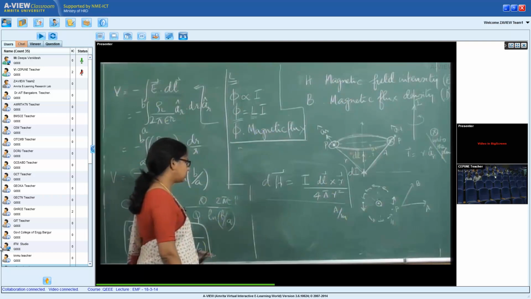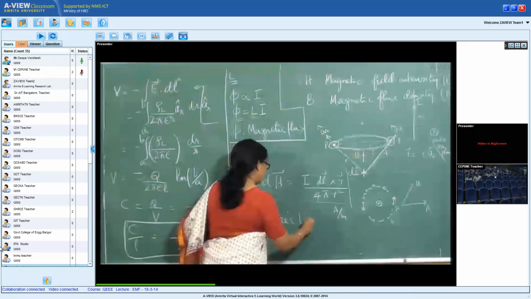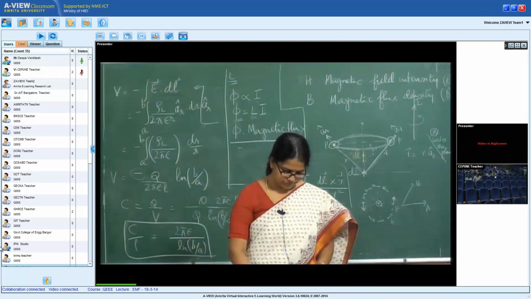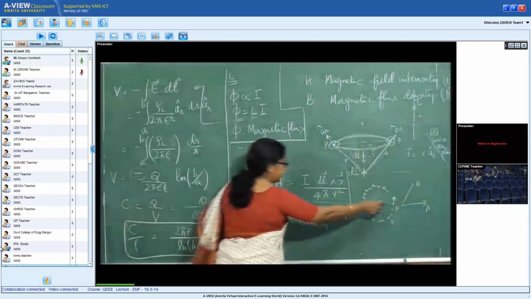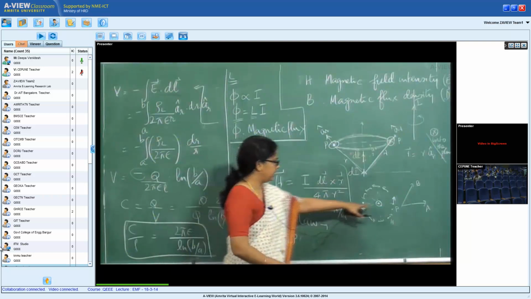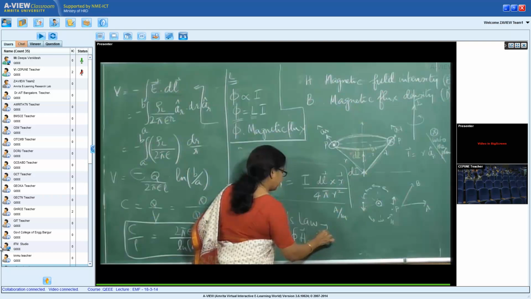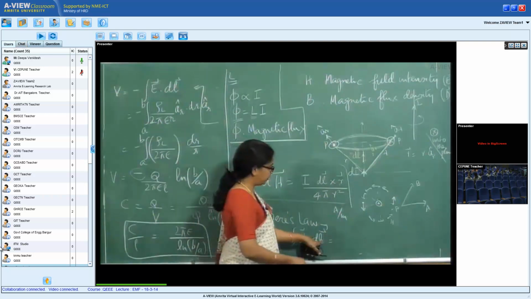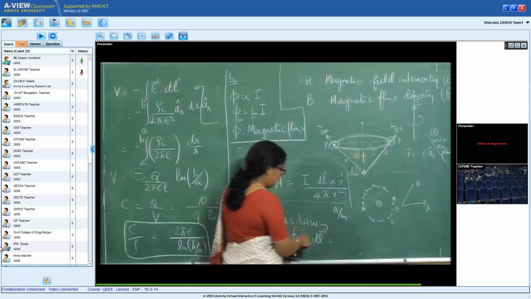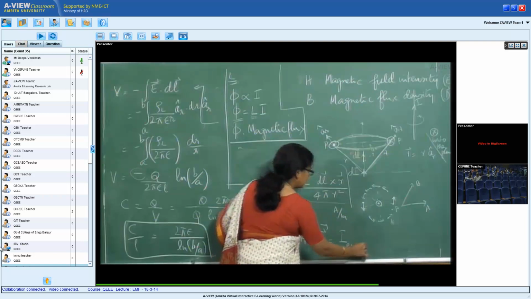Now we can talk about Ampere's law, which states that if I take the closed loop integral of H, then, since H is because of a current in the loop, Ampere's law simply states that the closed loop integral of H is the current enclosed.